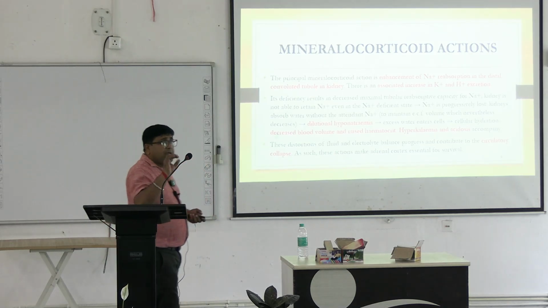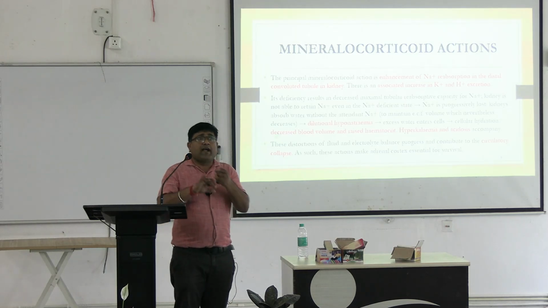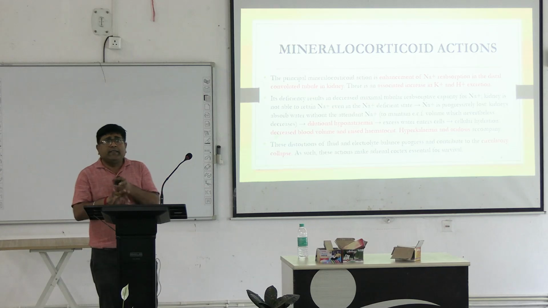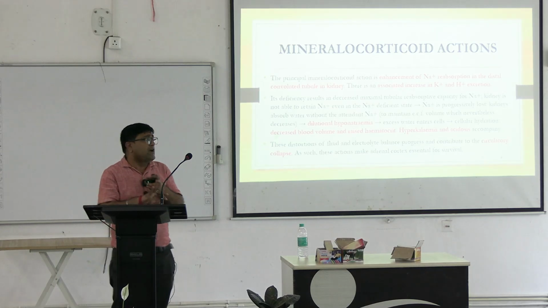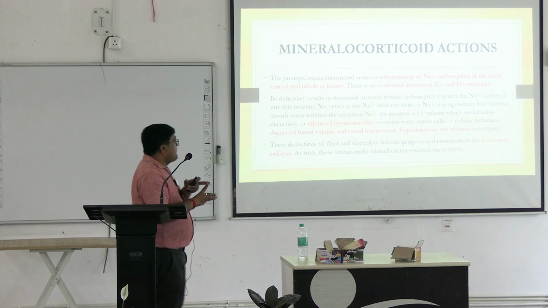So what is happening in mineralocorticoid deficiency? Number 1, there is dilutional hyponatremia, number 2, there is raised hematocrit, and number 3, there is hyperkalemia, and finally acidosis.